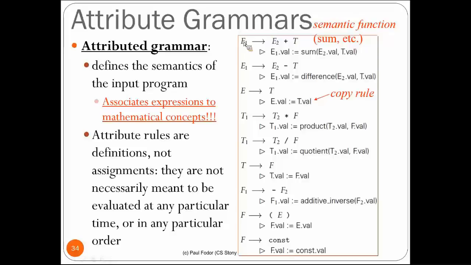So in this example, we see that an expression is an expression plus a term. We can write a semantic function that computes the sum of the value attached to the expression on the right-hand side and the term value, and the sum of those is assigned to be the value attribute of the parent, or the left-hand side non-terminal in the production rule. Similarly, we implement subtraction, multiplication, division, assignment of a factor to a term like a number, or of an expression within parentheses to a term, or of a negative value.